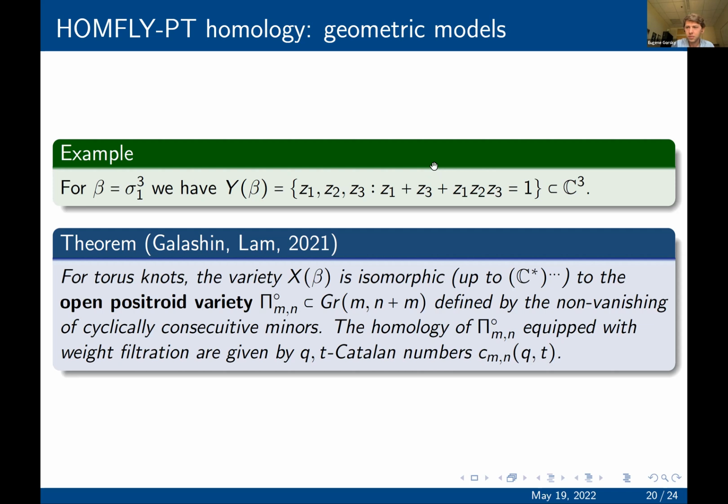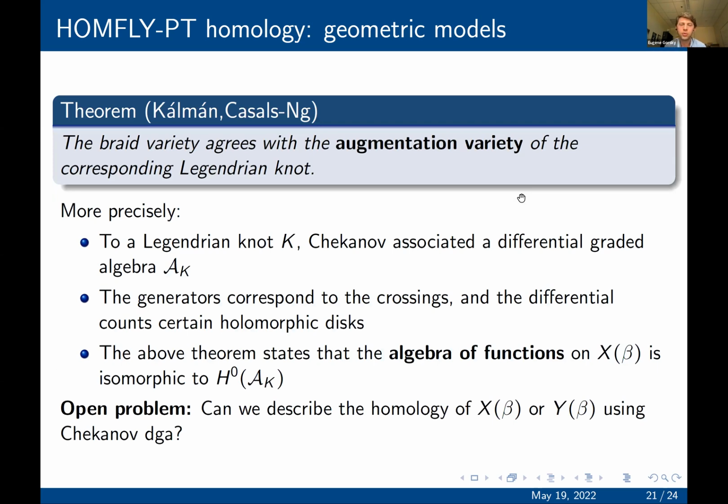Anyway, so the last thing which I want to say is that actually many of you might have seen this equation, z1 plus z3 plus z1 z2 z3 is equal to 1. And this equation comes from the so-called augmentation variety of a Legendrian knot. So if you have a braid, you can associate to a braid a Legendrian knot in the standard contact structure on R3.